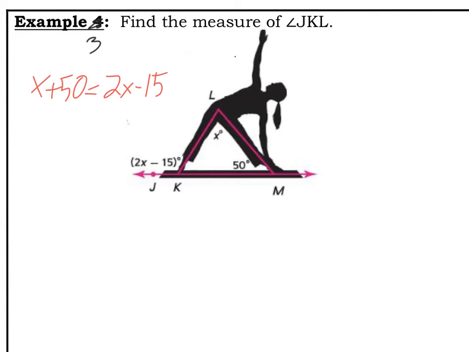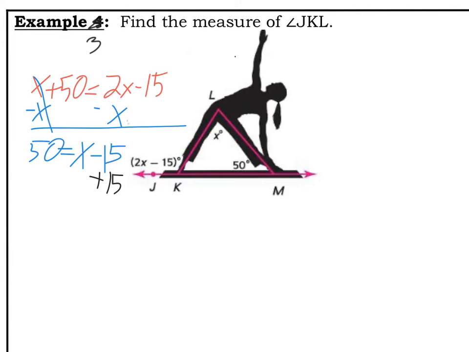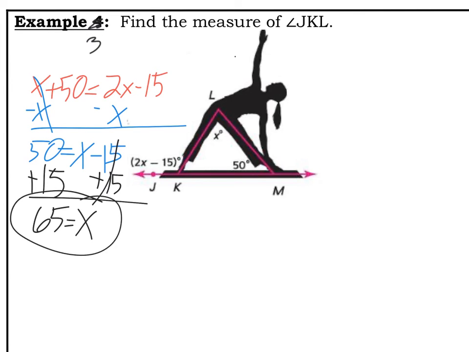So what you'll want to do is get your x's on one side and get your constants on the other side. So I see that x is smaller than 2x, so I'm going to choose to minus x over to that right hand side. So I get 50 equals 2x minus x is x, so x minus 15. And so now I'll want to add the 15 over to the other side. And then since I just have an x over on the right hand side, I figured it out. 15 plus 50 is 65. So 65 equals x. So we just figured out this angle measure right here.